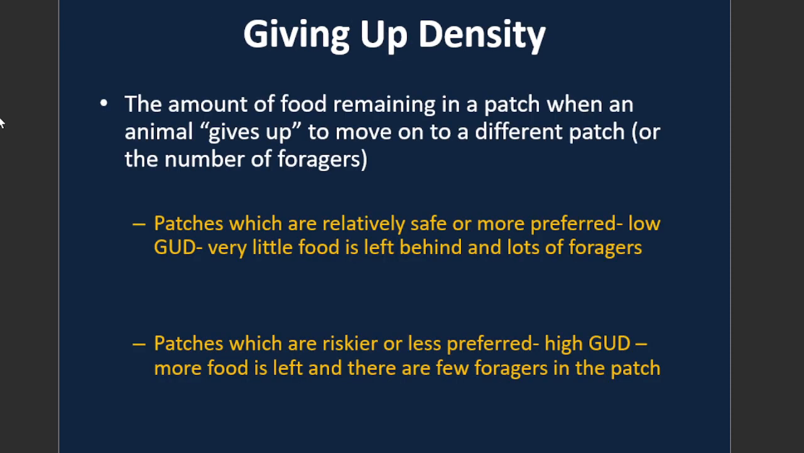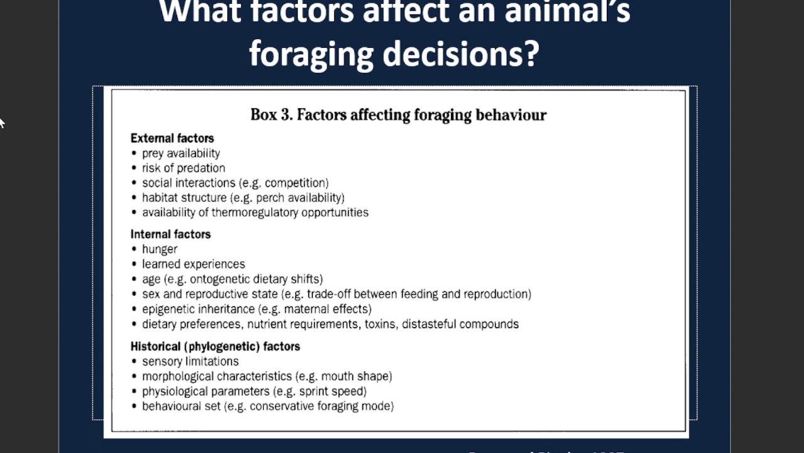So giving up density is the amount of food remaining in a patch when the animal gives up and moves on to a different patch, or the number of foragers. Patches that are relatively safe are much preferred, have low GUDs, or very low food left behind, and lots of foragers. Patches that are riskier and less preferred, high GUD, have more food left behind and there are fewer foragers in those patches.